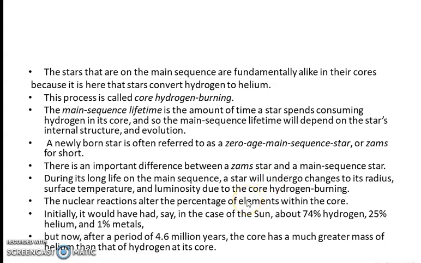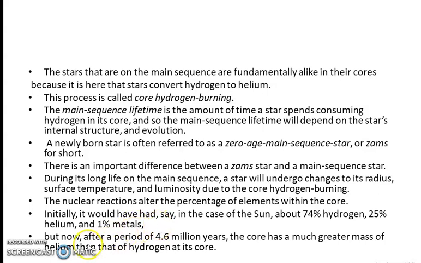And when this hydrogen burning takes place, this nuclear reaction alters the percentage of elements within the core. For example, in the case of the Sun, initially it was 74% hydrogen, 25% helium, and 1% metal, when the Sun was a zero age main sequence star. When the Sun was ZAMS, its core had 74% hydrogen, 25% helium and 1% metal.